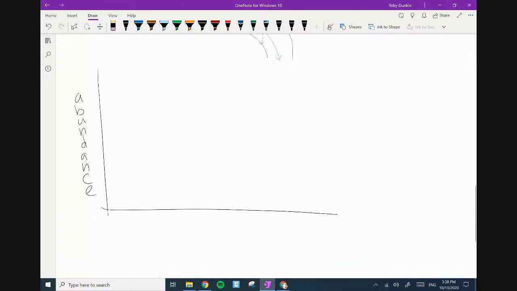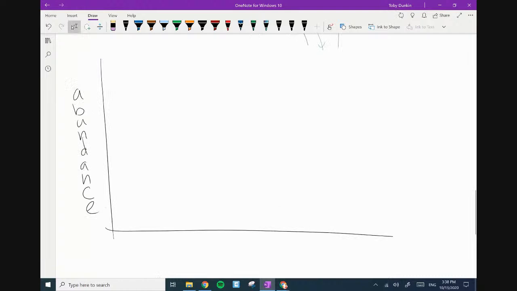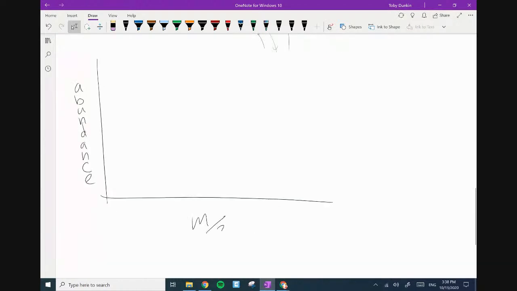The next thing is m over z. Well, we're not actually measuring the m over z. What we're varying, remember, independent, what you change, dependent, what you measure. The independent variable on the x-axis, what are we changing? We're changing the strength of the magnetic field.